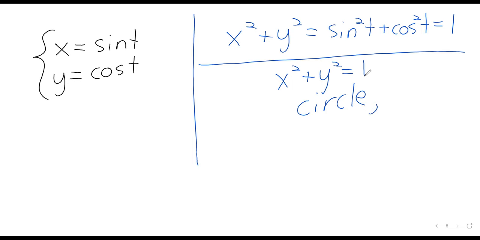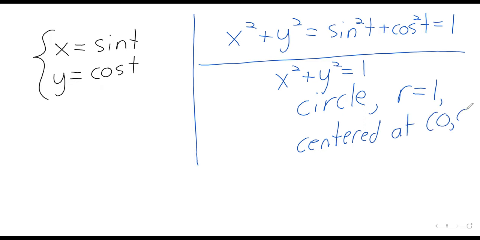This is a circle, radius of 1, centered at the origin, centered at 0, 0. And let's put time between 0 and 2π. And let's take a look at this. I mean, I've told you what the curve looks like.